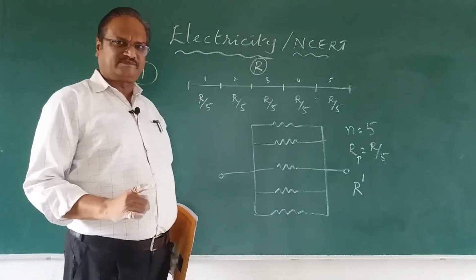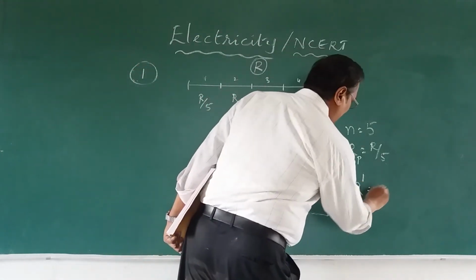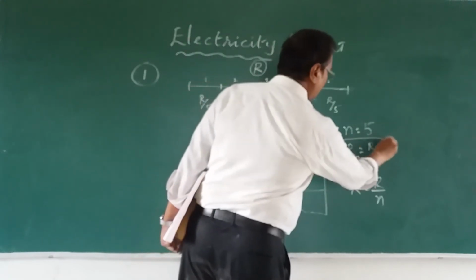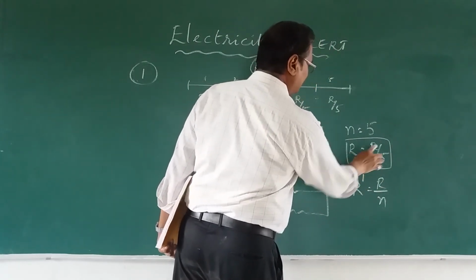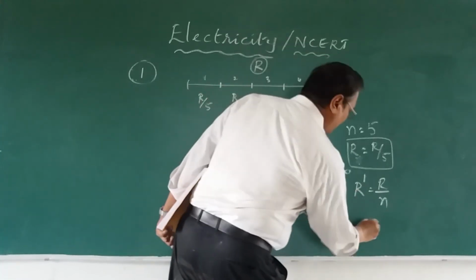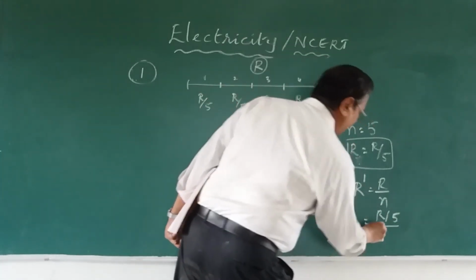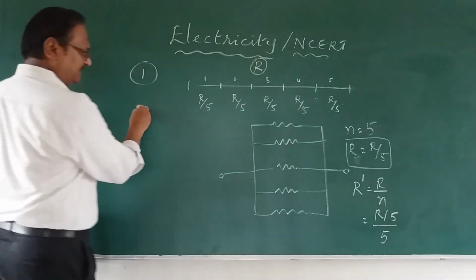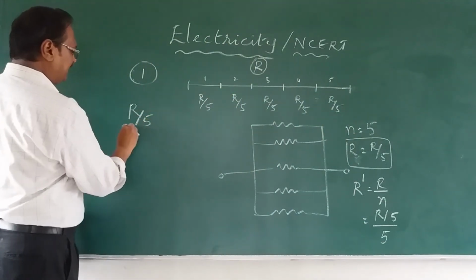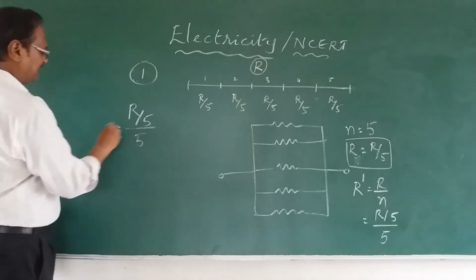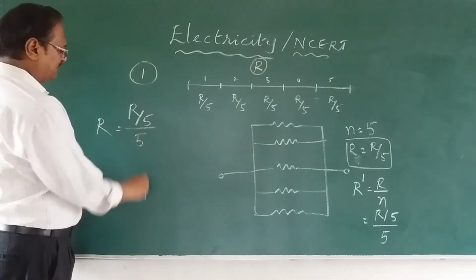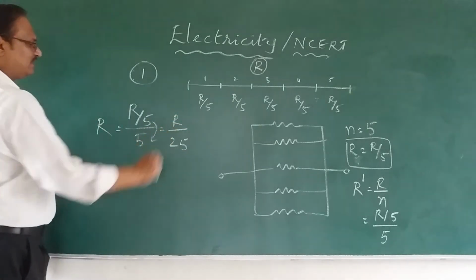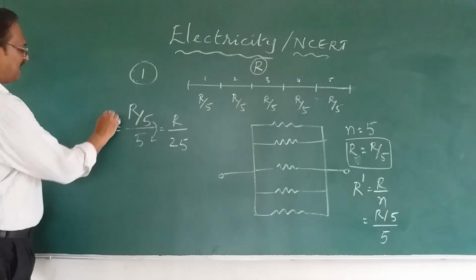They are in parallel. Formula is R upon N. R is how much each one is having value? Each one piece is having R upon 5, divided by how many parts are there? 5. I got here R upon 5 divided by 5. That is the equivalent resistance, right? That is equal to R upon 25. 5 5s are 25. This you call it as R dash.